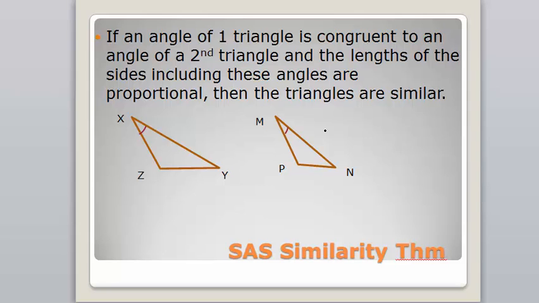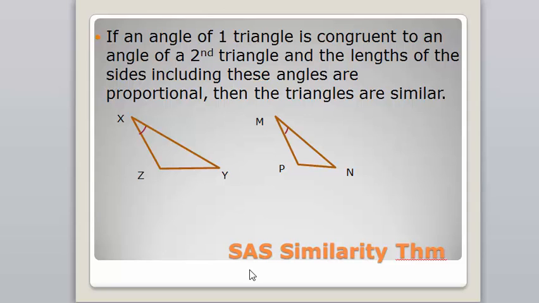Alright, we have another similarity theorem. Notice it's a theorem, not a postulate. We can prove this one. For the sake of the video, we are not going to prove it right now. Just sticking to the basics. So if an angle of one triangle is congruent to an angle of the second triangle, and the lengths of the sides, including these angles, are proportional, then we can say the triangles are similar.